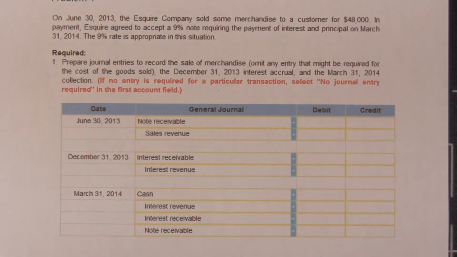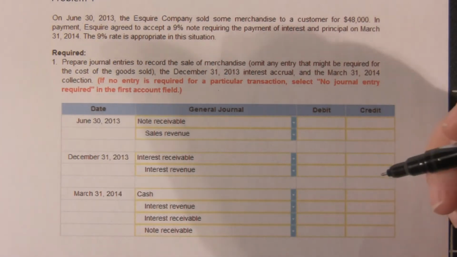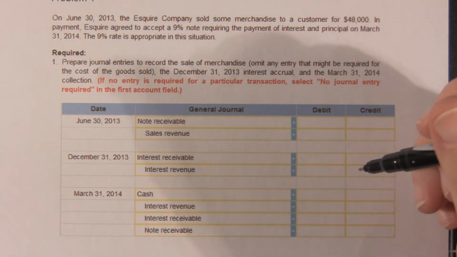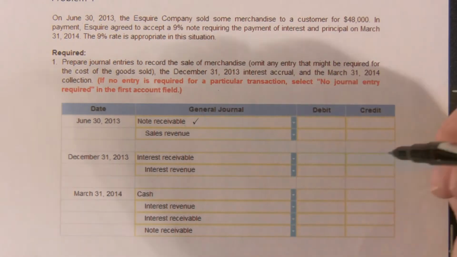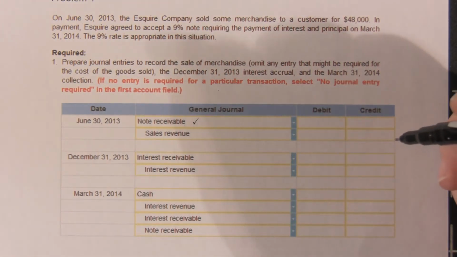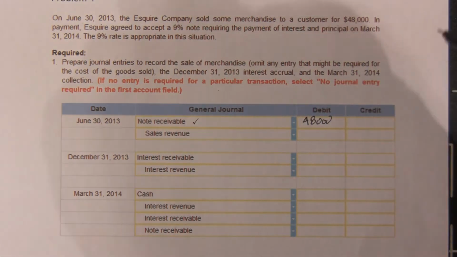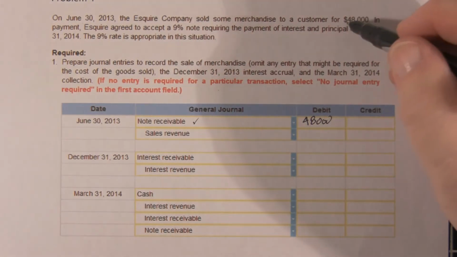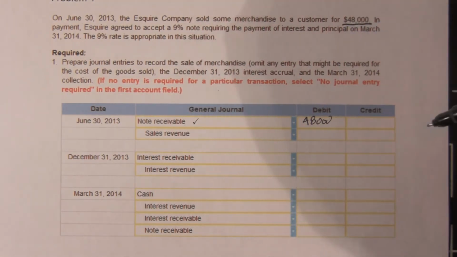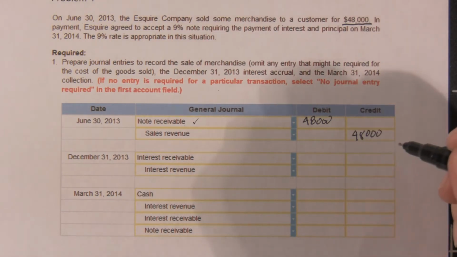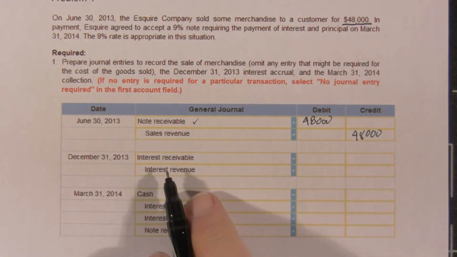Okay, this problem is a lot simpler than it may seem at first. Think back to accounting 1 when you had a sale and it was on account. You would debit accounts receivable and credit sales revenue. Well, this is the same thing except that our item of value, instead of an accounts receivable, is an interest-bearing note receivable. So we debit the note receivable for $48,000 and we credit sales revenue for $48,000, just like we've done forever.